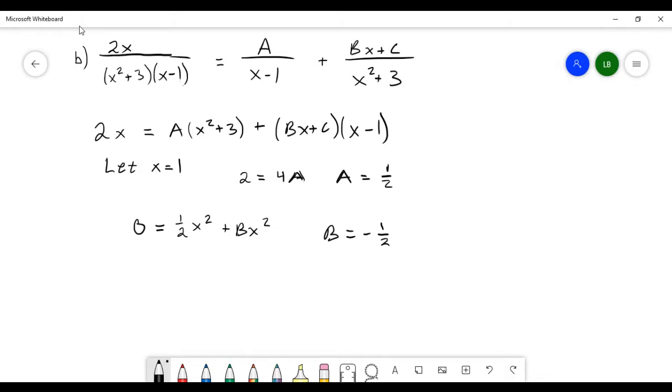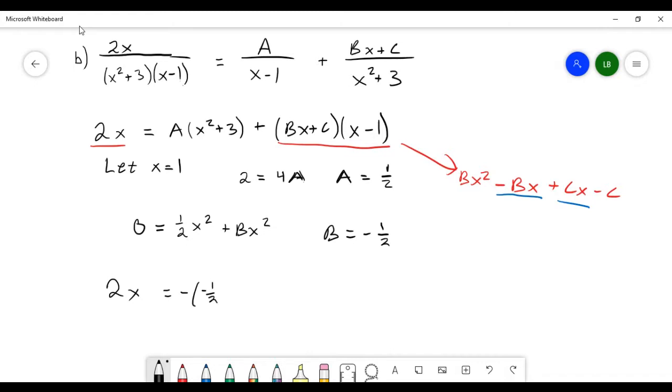And lastly, we can look at the x terms. So 2x on the left-hand side. In this case, we might want to distribute this portion. I'll go ahead and rewrite that. That is bx squared minus bx plus cx minus c. So it's a lot easier to tell we have a minus bx plus cx. And since b is negative 1/2, it's pretty easy to tell that 2 is equal to 1/2 plus c. I shouldn't have the x's, I was dividing both sides by x. So 1/2 plus c, so c is 3/2.